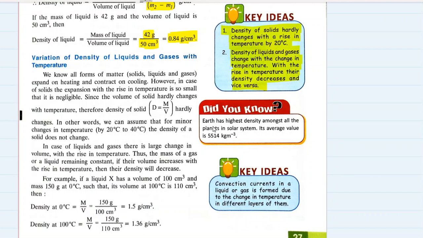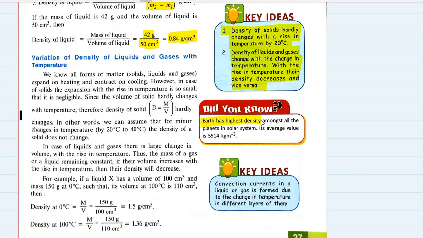So if you increase the temperature, the density will go down. The liquids and gases will become lighter and they will start rising up, just like hot air. Hot air balloon: the density of hot air is less, and that's why hot air rises up, and that's why the balloon floats with hot air, right?